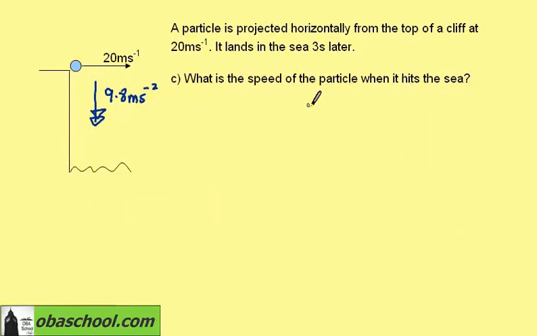We want to know the speed of the particle when it hits the sea. Here is the particle landing in the sea. It has a vertical component of velocity which we don't know, and a horizontal component which we know won't change, and therefore is 20 meters per second.